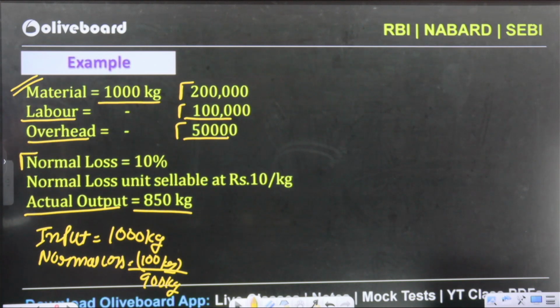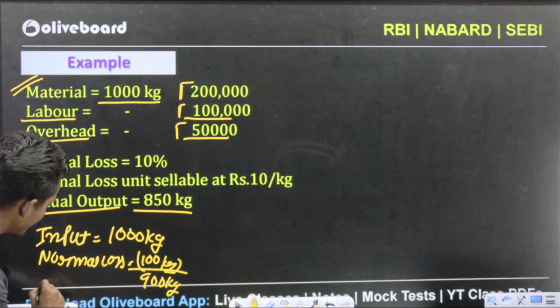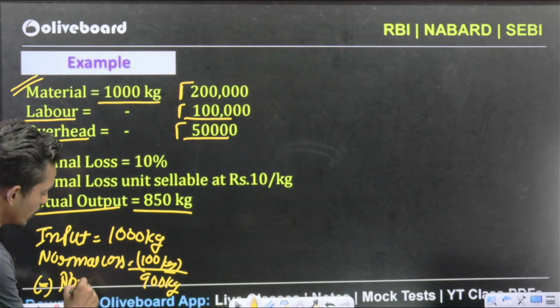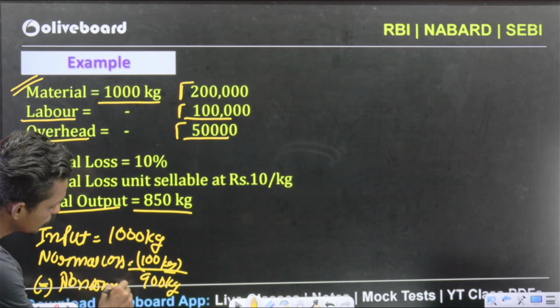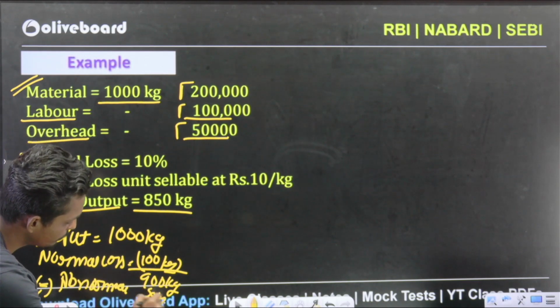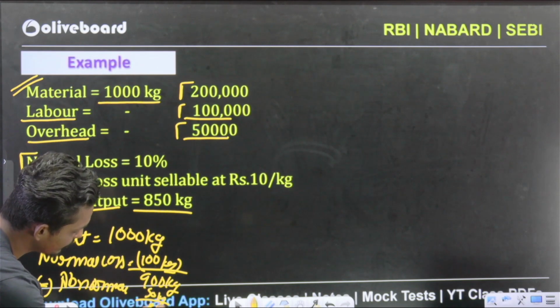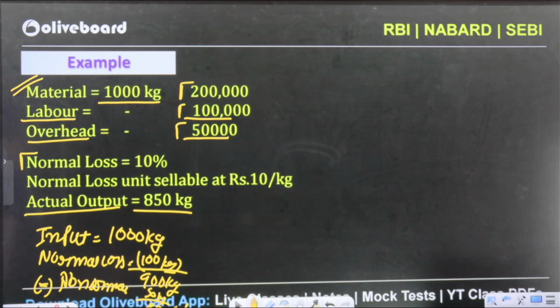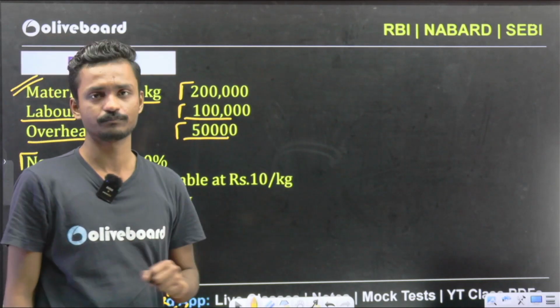But in practical or normal circumstances, we are only able to produce an actual output of 850 kg. So the remaining units that we are not able to manufacture are the abnormal loss units, that is your 50 kg, and your 850 kg is the actual output. Now the question arises, sir, how will we give the treatment? First of all, let me know.